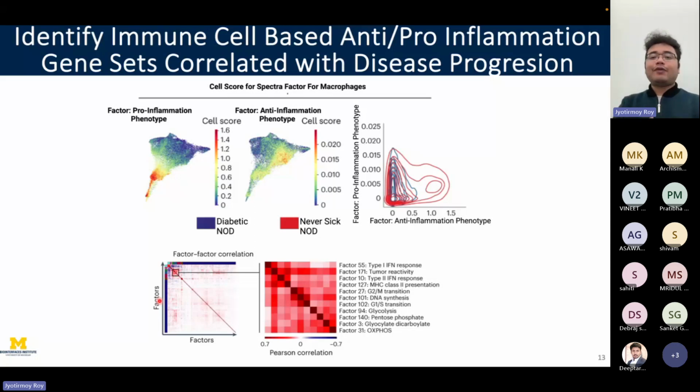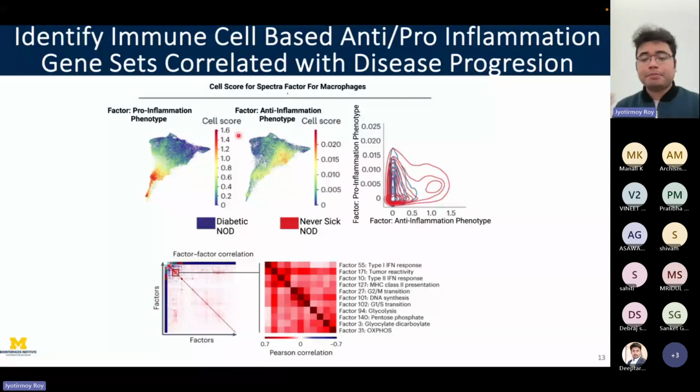So we are trying to identify the pro and anti-inflammation related pathways for the immune cells which are causing progression to type 1 diabetes versus the ones which are remaining healthy. This is what we plan to do in diabetic versus non-diabetic mice.